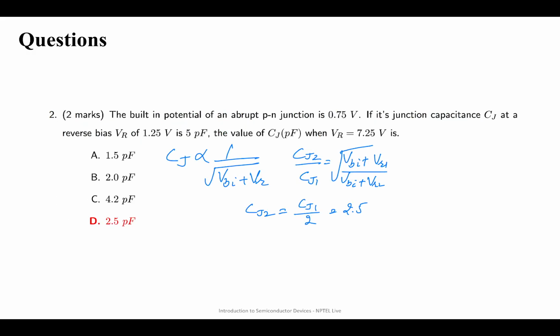So the answer to this will be 2.5 picofarad. You have to use the formula Cj is proportional to 1 by square root of (Vbi plus Vr). So Cj2 by Cj1 will be square root of (Vbi plus Vr1) upon (Vbi plus Vr2). So this will be 2 volts, this will be 8 volts. So this will be 1 by 4, square root will be 1 by 2. So it will be Cj1 by 2, which is 5 by 2, equal to 2.5.